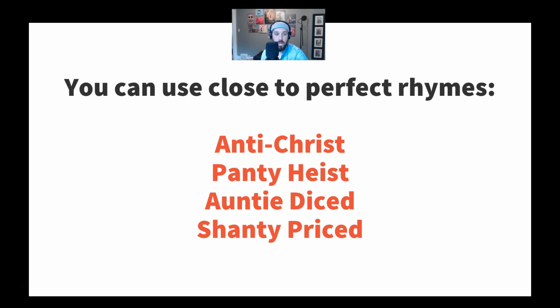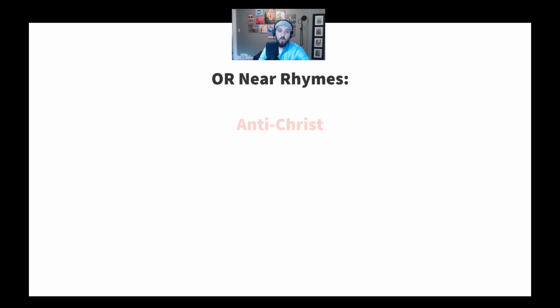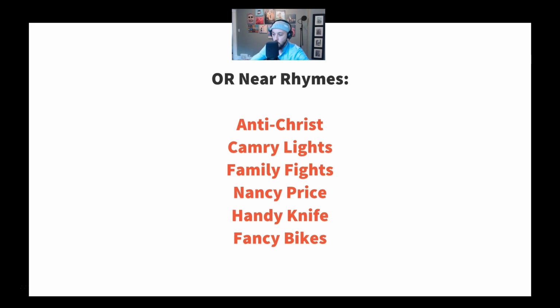They all have that Antichrist, panty heist, anti-diced sound, which makes sense, right? But on top of that, you can have more options available to you if you just use the near rhyme option. If you use slant rhymes, you break it down into anti as one section and Christ as the next section, and you can come up with slant rhymes for those. So Antichrist, Camry lights. Lights and Christ, that's a slant rhyme. Anti and Camry, that's a slant rhyme. Family fights, Nancy Price, handy knife, fancy bikes, which is cool. You get more options available to you.